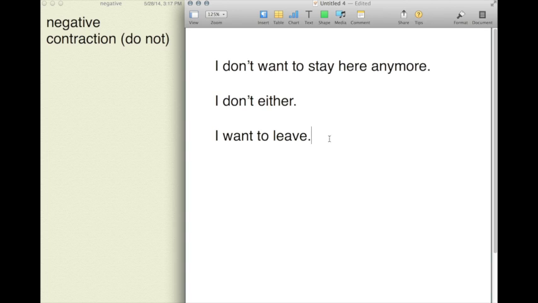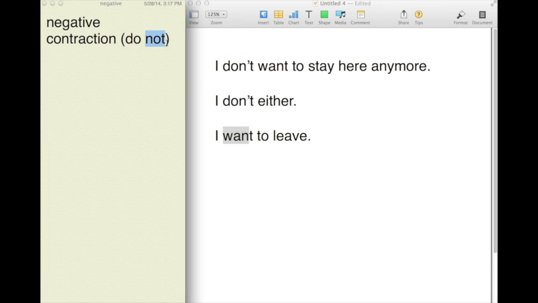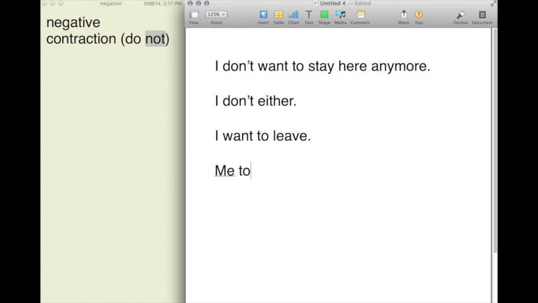I don't want to stay here anymore. I don't either. What about this one? I want to leave. Same meaning, right? Should we say I don't either? No, that doesn't make sense. This is a simple verb. There is no not here. So we can just say me too. I want to leave. Me too. I don't want to stay here anymore. I don't either.